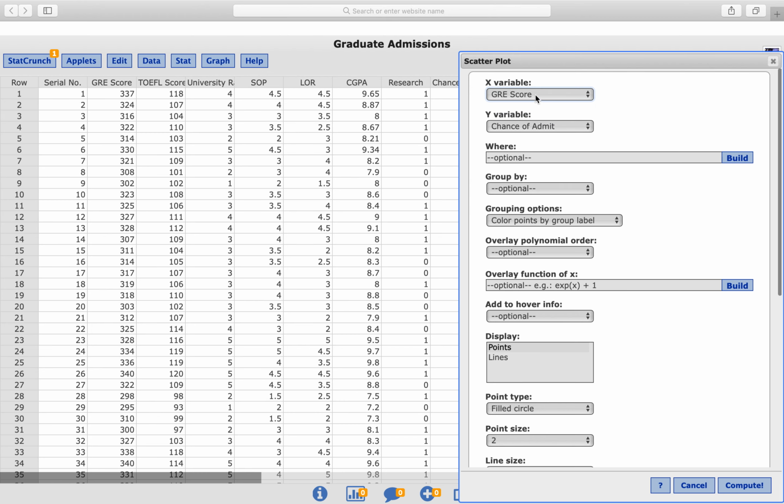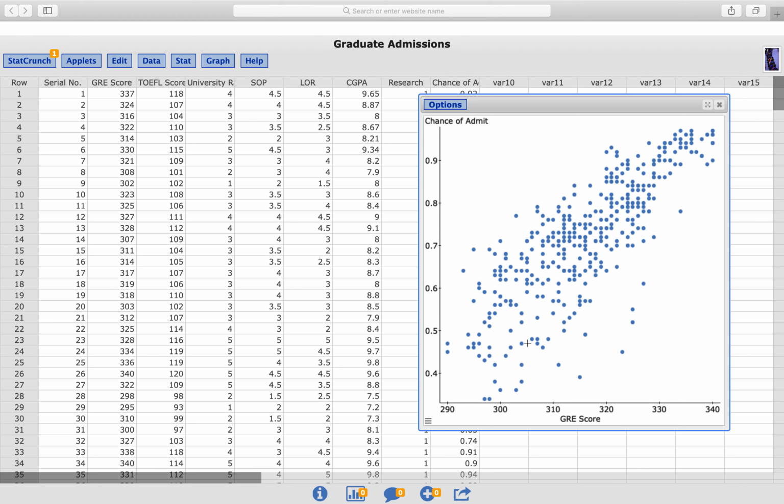And we can see that as their GRE score is increasing, their chance of admission is also increasing. Since these dots are going up as the other dots are going up, this means it has a positive slope. So a positive slope means as the GRE score increases, so does their chance of admission.